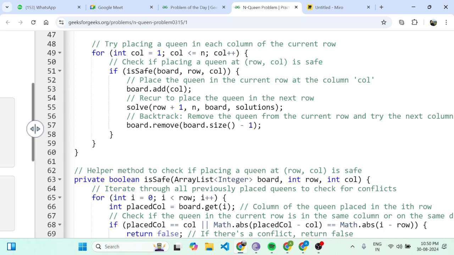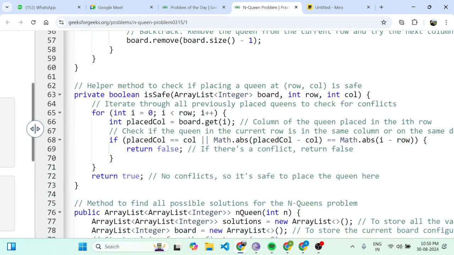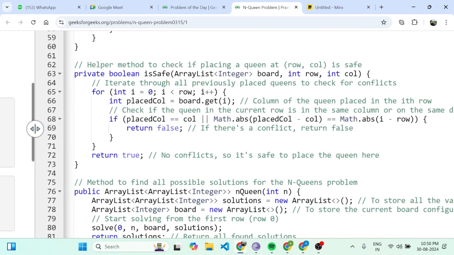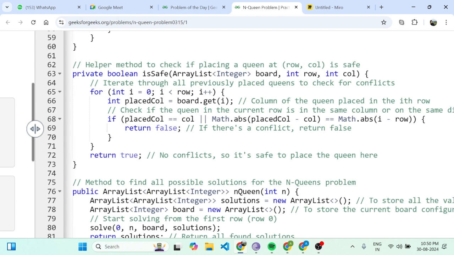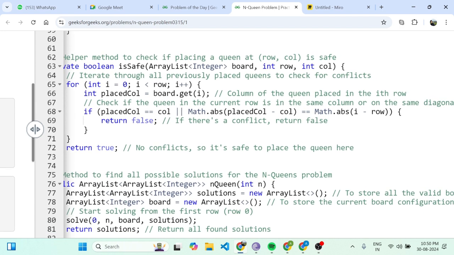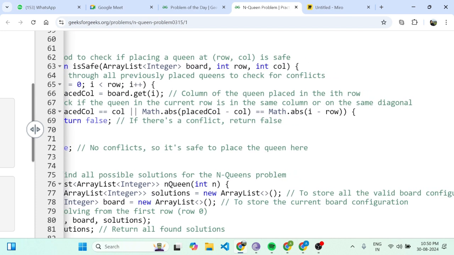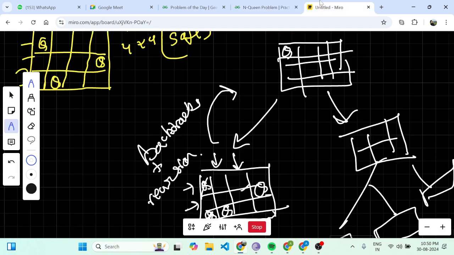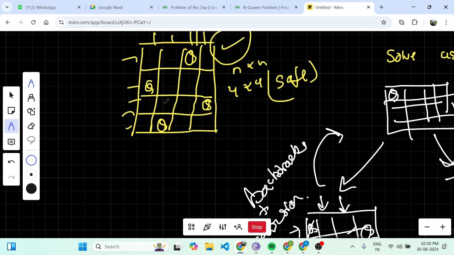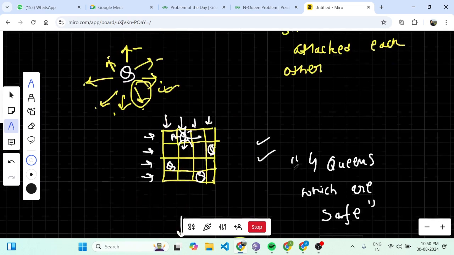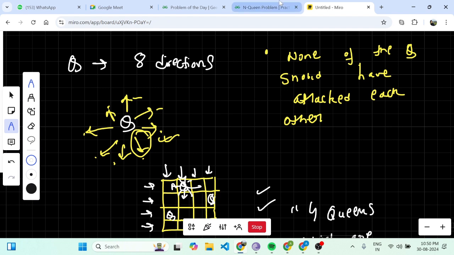So I'm checking whether it is safe to place a queen or not. So I made a safe function check. In the safe function, I've taken the board, row and column. So I'm iterating through all previously placed queens to check for conflicts. So I can say placed column equals board.get(i). It helps us check whether there were any previously placed queens over there or not. Lastly, we are checking if the queen in the current row is in the same column or in the same diagonal. As I told you, I cannot have a queen over here, here or here. In all the 8 directions, I have to be very careful that it cannot be placed.